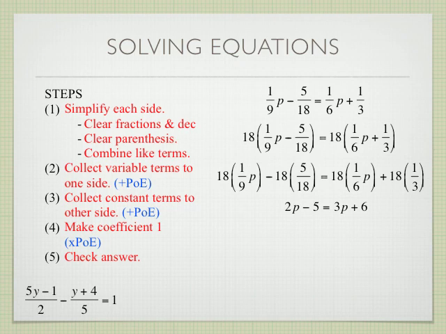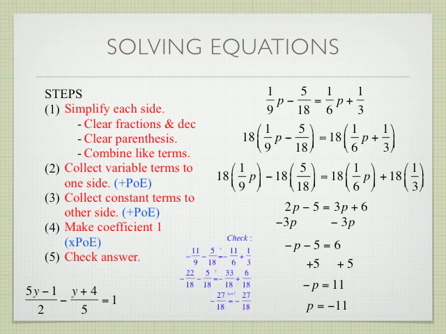I want to get variables on one side, so I subtract 3p from both sides. I want to get numbers on the other, so I add 5 to both sides. Now am I done? I'm close to done. I don't care what negative p equals, I want to know what p equals, so I have to multiply both sides by -1, and I get p equals -11. Okay, and there's the check. Oh, you can pause it to take a look at it.